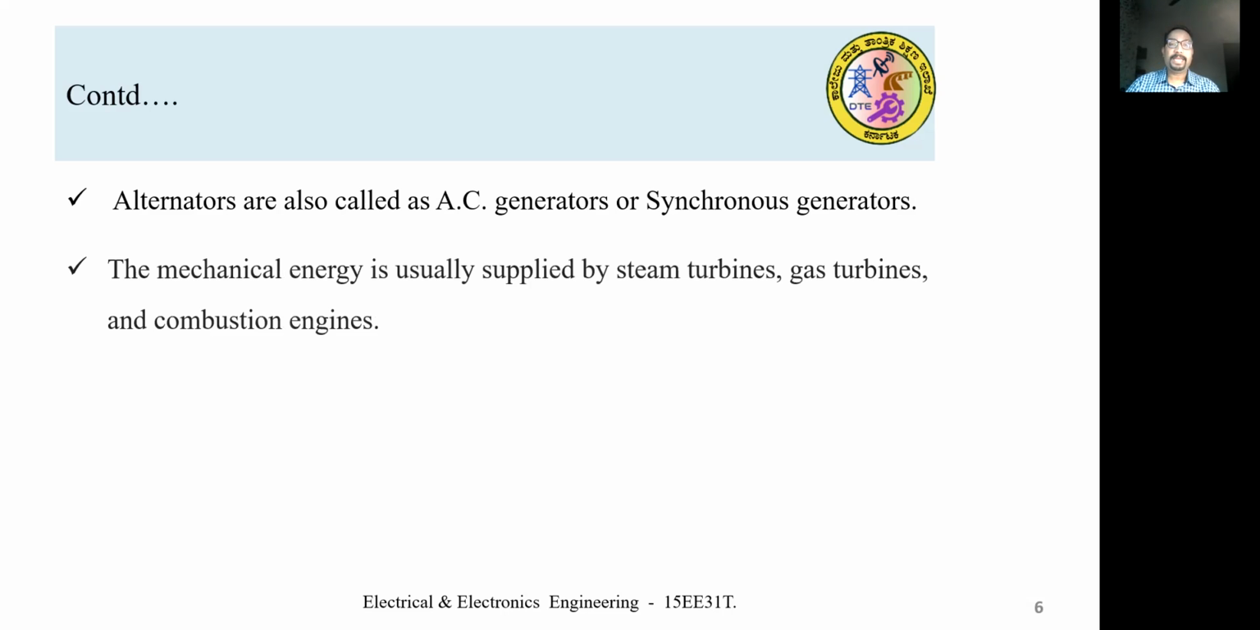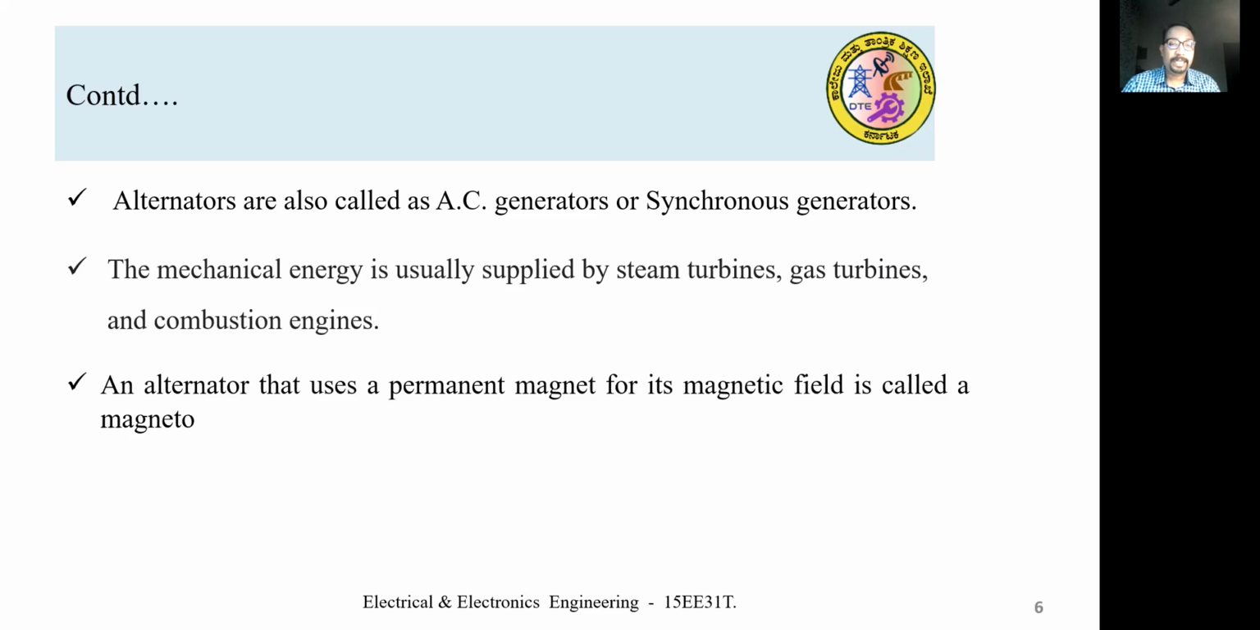See here, the mechanical energy is usually supplied by steam turbines, gas turbines, and combustion engines. We need mechanical energy because, as per the definition, an alternator converts mechanical energy into electrical energy. So who is going to supply that mechanical energy? The mechanical energy at the input of the alternator is supplied by steam turbines, gas turbines, or in simple cases, combustion engines.